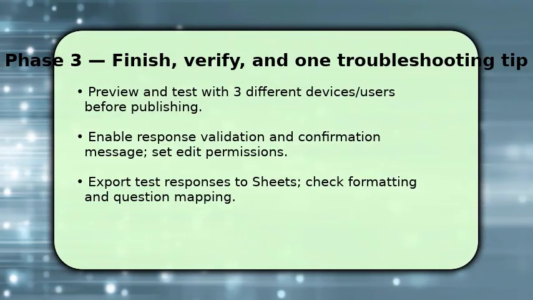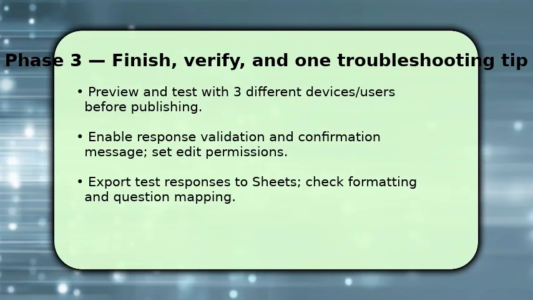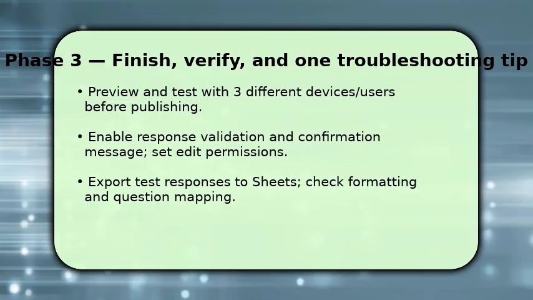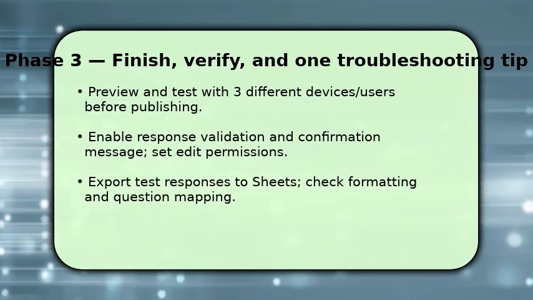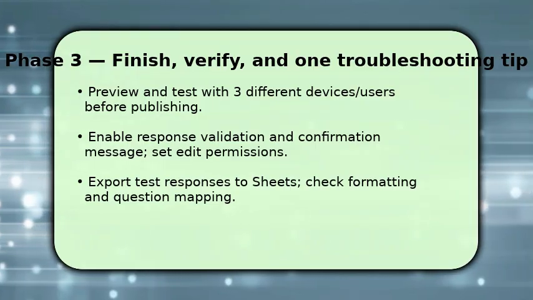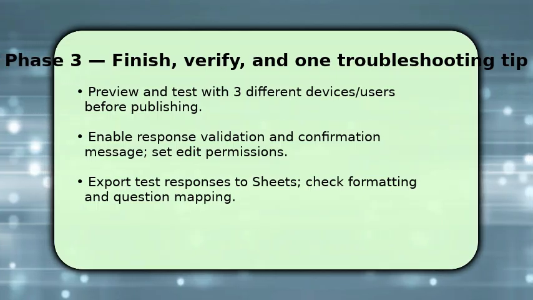Once tested, enable response validation for numeric or email formats and craft a concise confirmation message so respondents know next steps. After rollout, export to Sheets to confirm column mapping and clean data. If responses look off, check required questions and branching rules first. Those are the usual culprits, and fix.